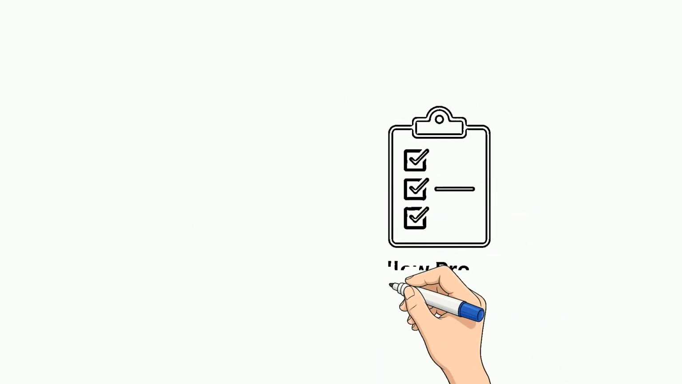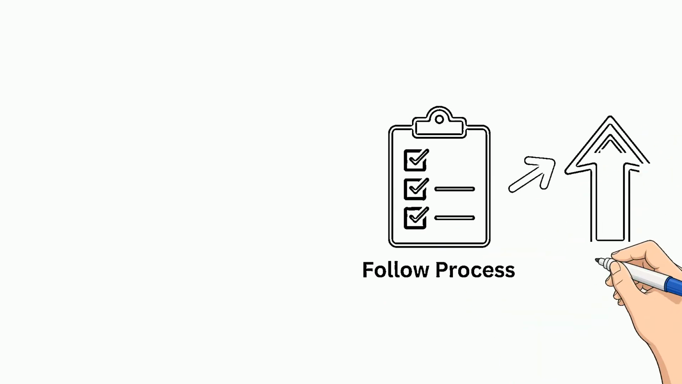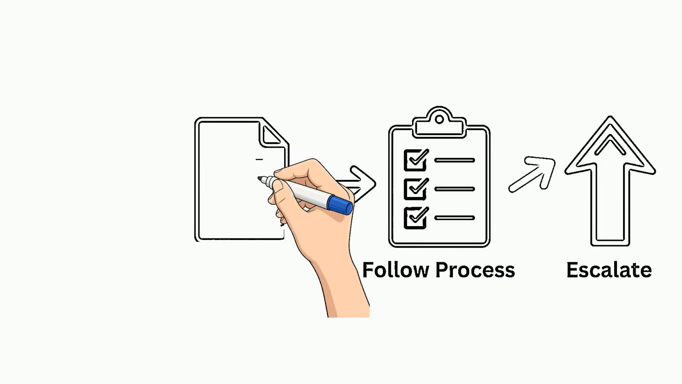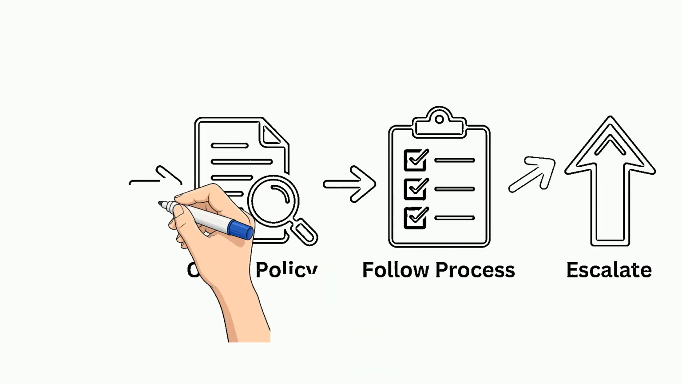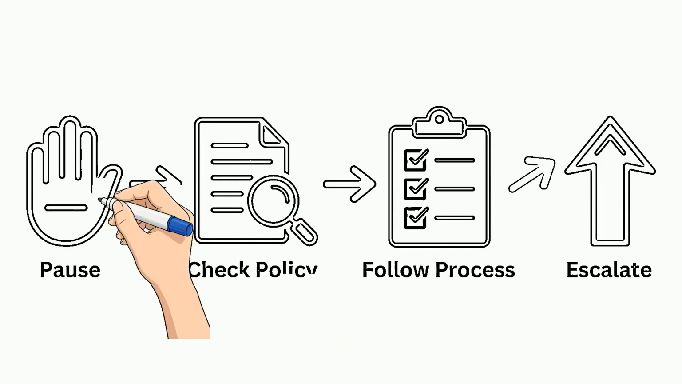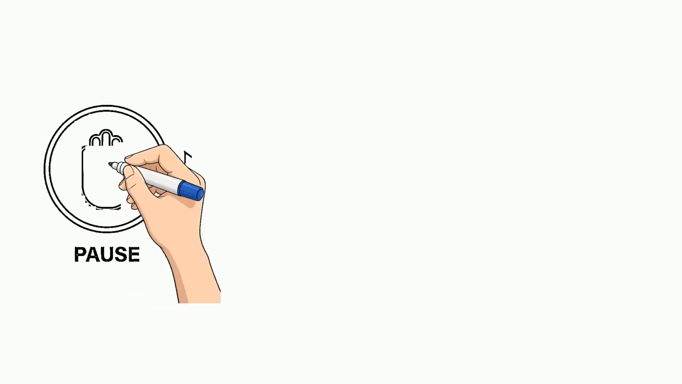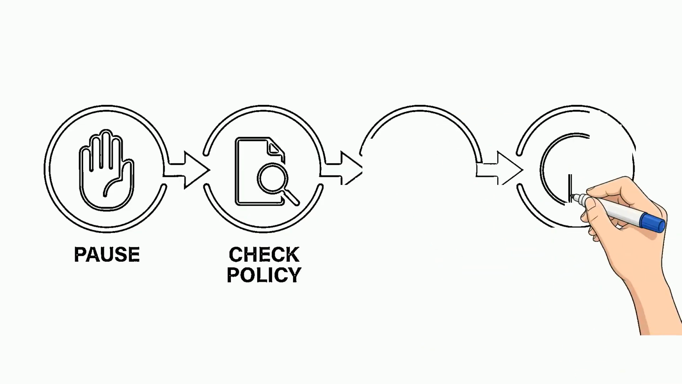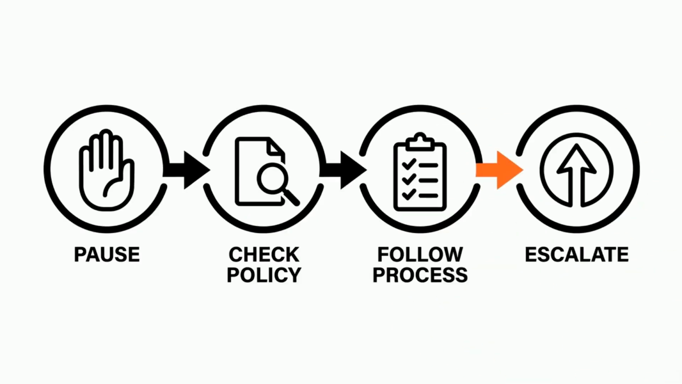Now, let's bring it all together. You receive a request to urgently approve a transaction that bypasses normal procedures. You pause. You check the policy. You follow the process, and if something feels off, you escalate.